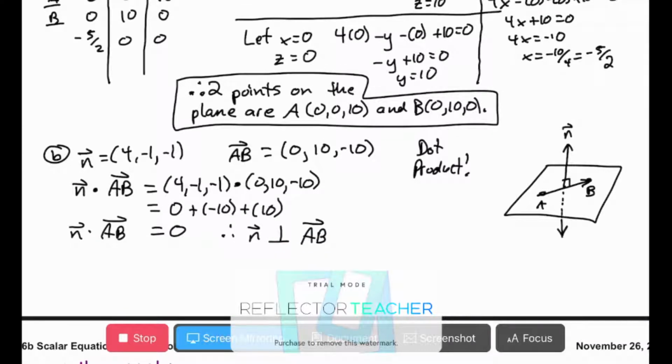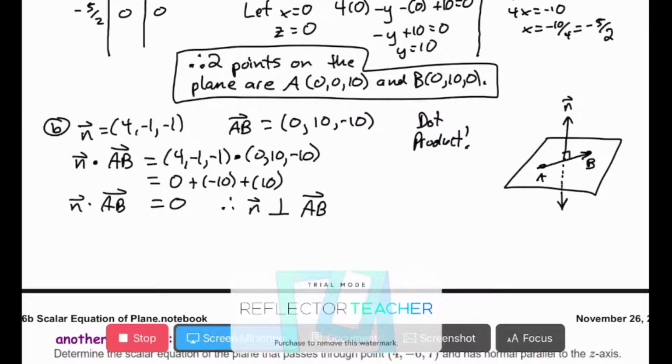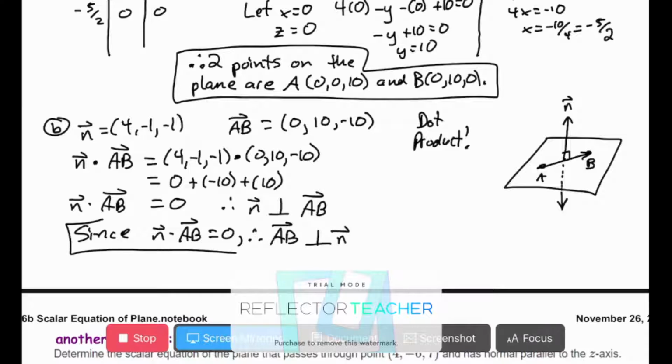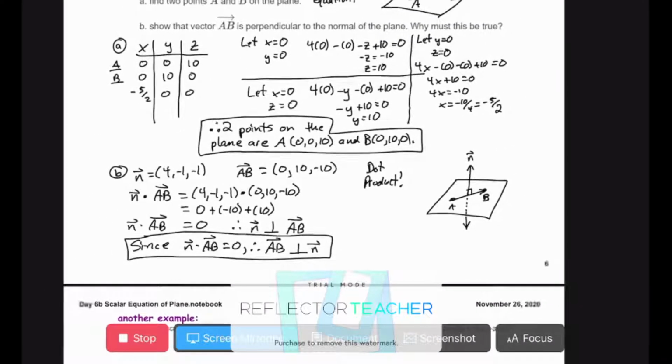So in order to finish this up, I'm putting my conclusion before my evidence. So since n dot AB equals 0, therefore vector AB is perpendicular to the normal. I should probably write that out in words, but I just want to save space here and be done with this. So I'll zoom out so we can see the whole thing.